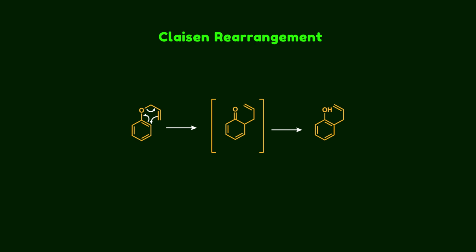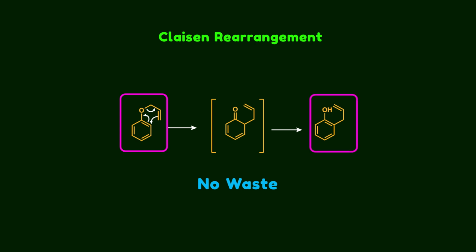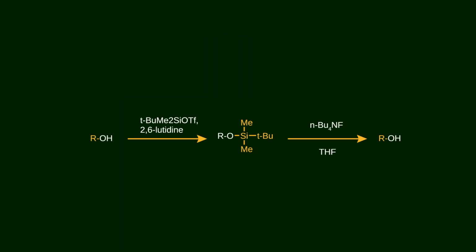For comparison, consider the Claisen rearrangement. As you can see in this reaction, there is no waste, and all atoms in the reactant are present in the final product. This is a powerful reaction because its atom economy is 100%. Now you have a clear understanding of why protecting groups decrease the efficiency of a reaction. In most cases, protecting groups are eliminated from the molecule, so they are not present in the final product, leading to a low atom economy.